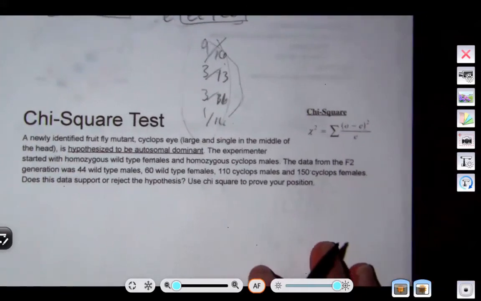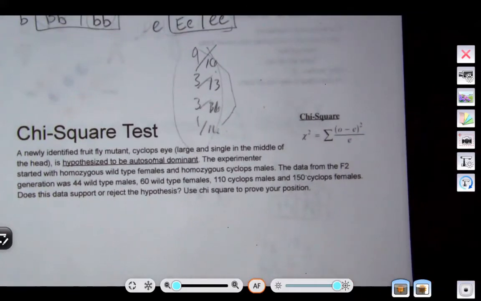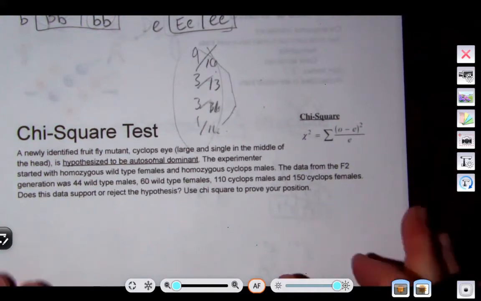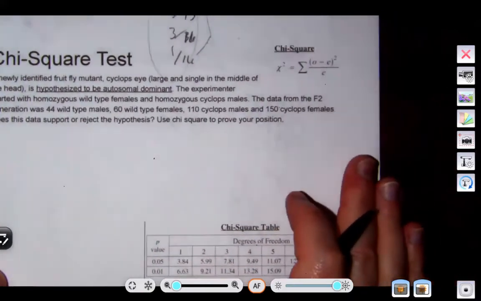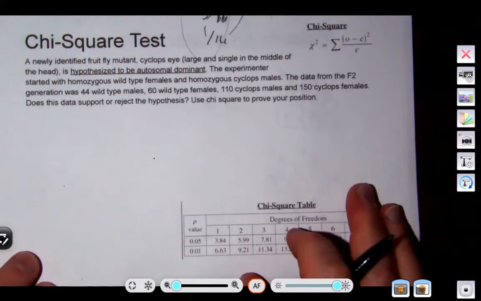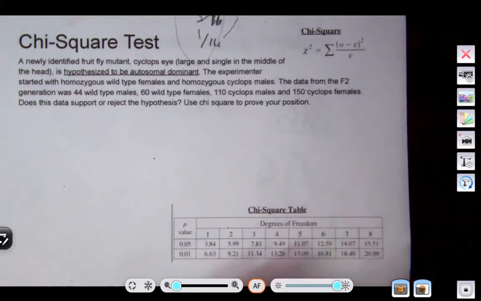They're not going to ask you to do the linkage maps on the AP test this year, as far as I can tell, because that requires a lot more math and is usually more of a multiple choice question. But that brings us to our chi-square test, which is everyone's favorite math question. I actually like these a lot more than I like Hardy-Weinberg, but that's me.